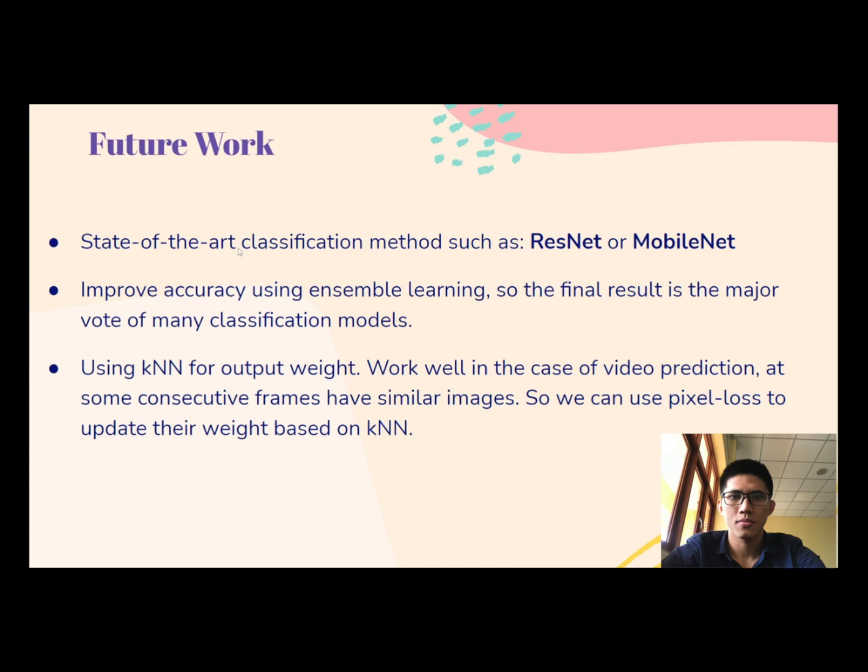For the future work of our project, we can apply other classification methods like ResNet or MobileNet. We can also improve our accuracy using ensemble learning, so the final result is the majority vote of many classification models. But this method will increase the processing time. The third is that we use KNN for the output weights. It works well in the case of video detection because we have many similar images, so we can use the pixel loss to update the weights of the KNN.